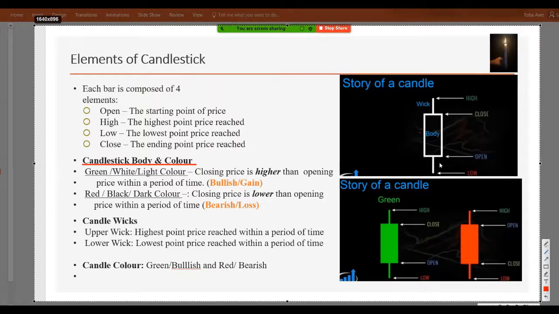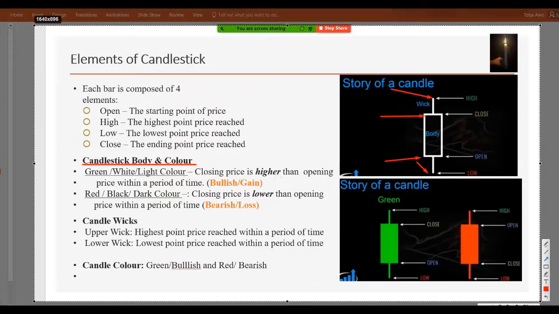What is the closing price and what is the opening price? Remember, here we said the candle has 4 elements. I would rather say 4 price elements. So the 4 price elements are the open price, which is the starting point of the price, the lowest price, the lowest point the price has reached, the highest price, which is this, the highest point the price has reached, then the closing price, which is this. So those are the 4 price elements of a candlestick.